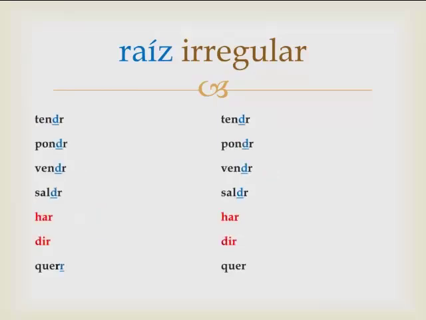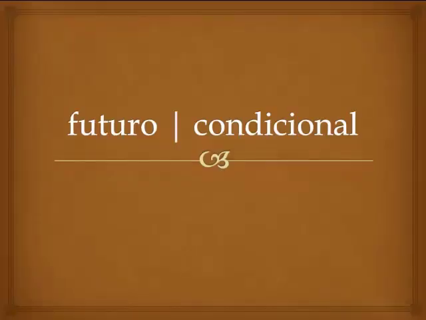One last look at irregular verb stems for future and conditional. Tendré, pondré, vendré, saldré. You're going to add a D to some. Some you'll remove letters from, like haré and diré. And the very last one, querré, will have two R's in the future and one in the conditional. Futuro y condicional. That's our lesson for irregular verb stems. Irregulares. I will, I would.